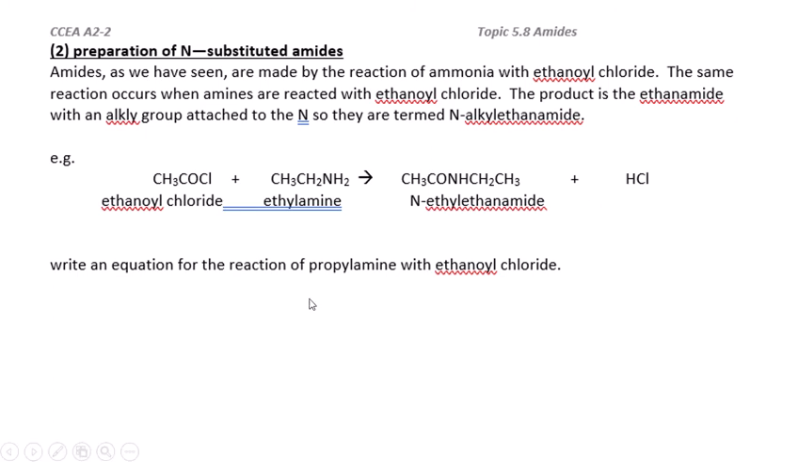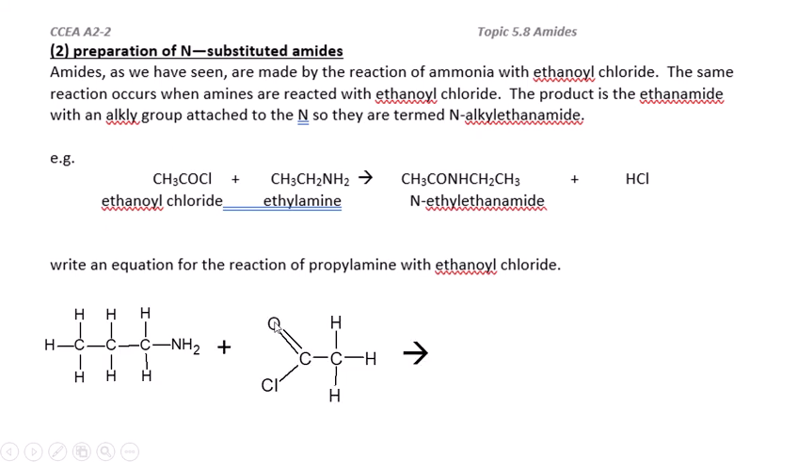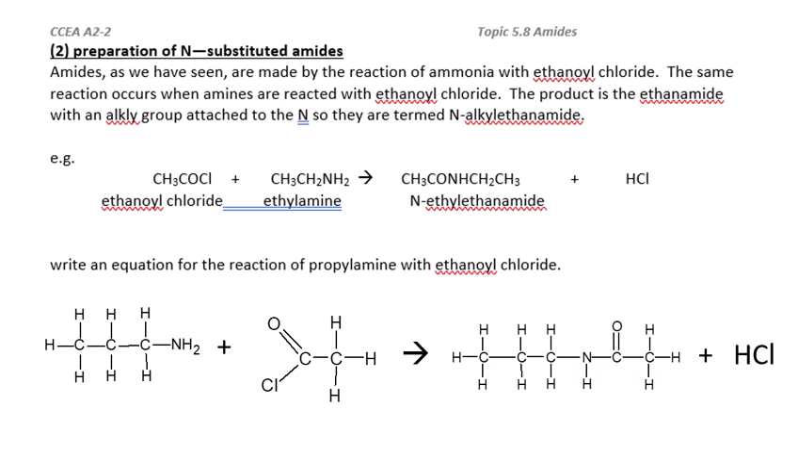So you could try propylamine with ethanoyl chloride, and again pause it, and then I'll show the solution in a second. So propylamine's like that, ethanoyl chloride, the N-alkyl ethanamide, and hydrogen chloride, and the name of it then is N-ethyl propanamide.